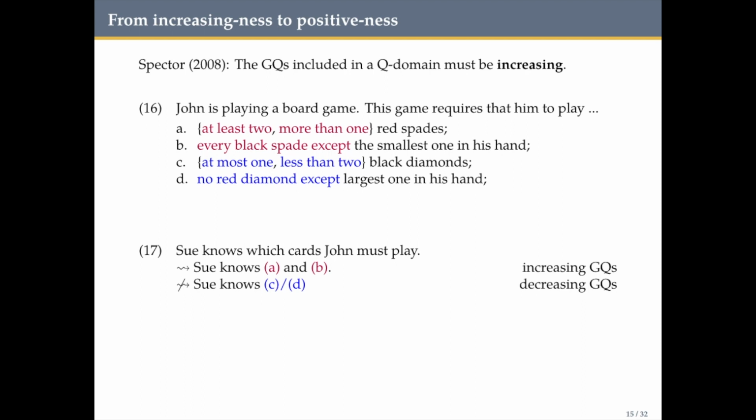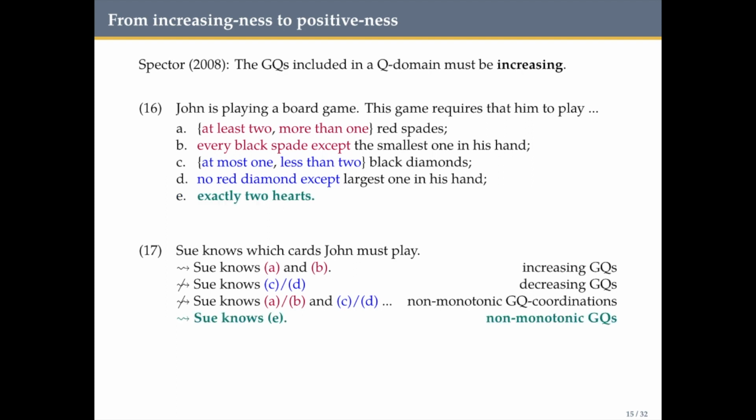Spector would predict that sentence 17, "Sue knows which cards John must play", implies that Sue knows the obligations that name an increasing generalized quantifier, and does not imply that Sue knows any of the requirements that name a decreasing generalized quantifier. It also correctly predicts that she doesn't necessarily know the requirements that name a non-monotonic GQ coordination. So far so good, but now think about a new requirement.